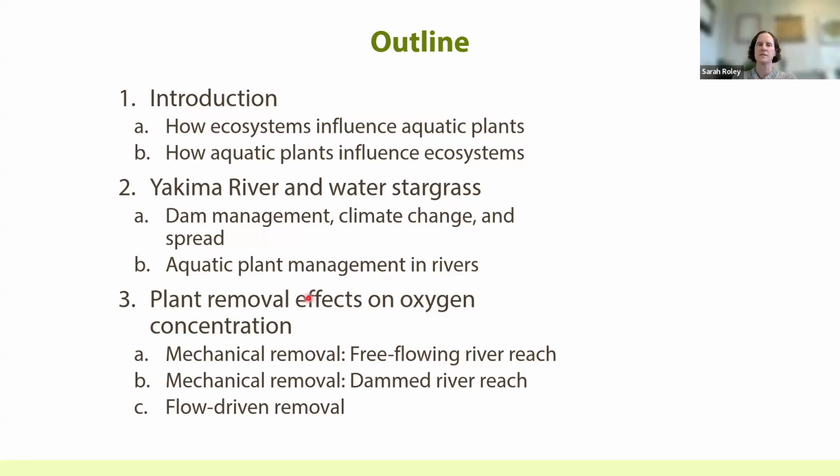All right, so I'm going to start this off. I'll be doing the introduction. I'll talk about how ecosystems influence aquatic plants, so why do they occur where they occur? And I'll also be talking about the flip side of that: what do plants do once they're in an ecosystem? And then Erin's going to talk specifically about the Yakima River, about water stargrass, why we have so much water stargrass, some general aquatic plant management strategies, and then he'll get into the specifics of the research he's been doing for his dissertation, looking at plant removal effects on oxygen concentration.